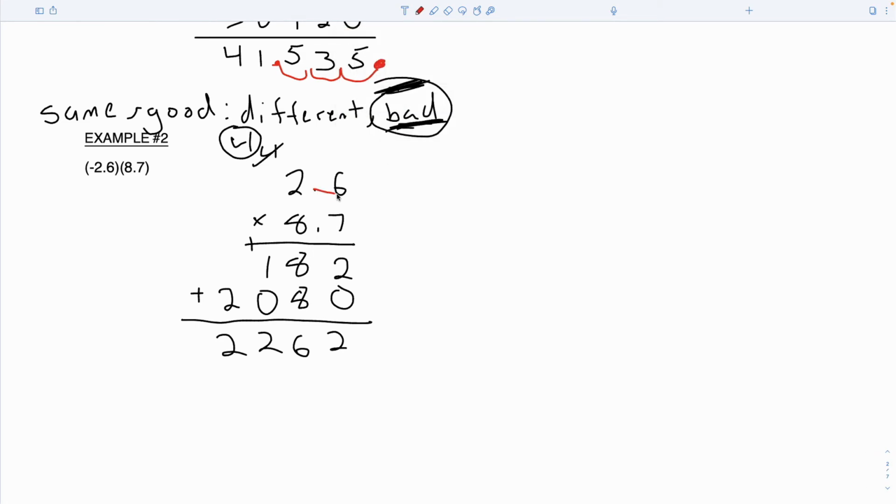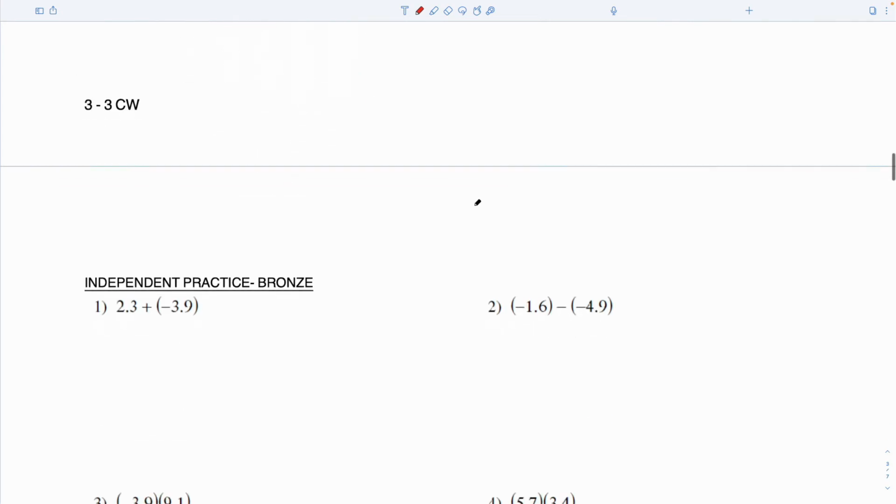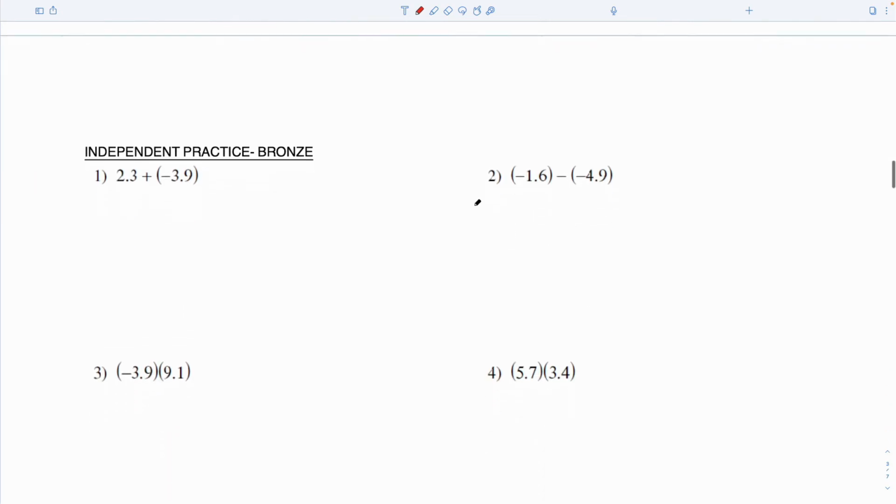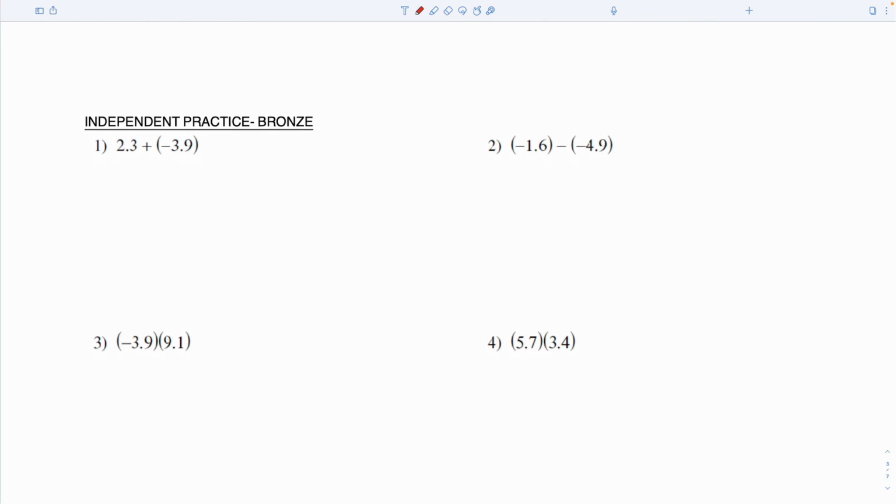How many decimals are to the right? Or how many numbers to the right? There's 2. So we slide to which direction, Corbin? To the left. Nope, next one.